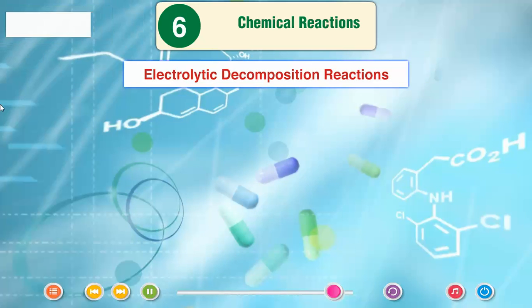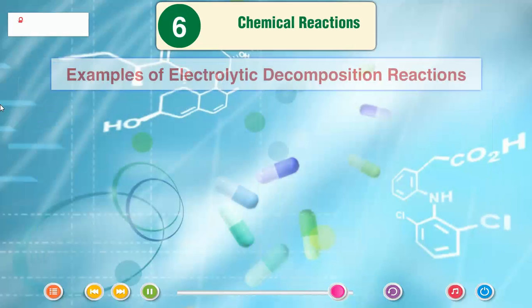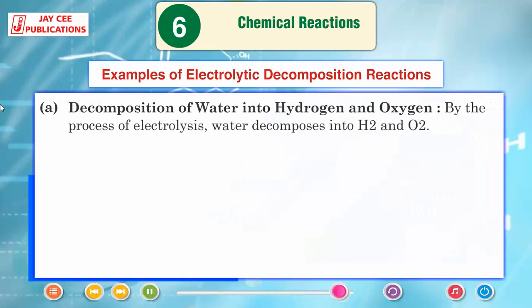Electrolytic decomposition reactions. Decomposition of a compound takes place when an electric current is passed through it in its molten state. This is called electrolytic decomposition reaction. Examples of electrolytic decomposition reactions: decomposition of water into hydrogen and oxygen. By the process of electrolysis, water decomposes into H2 and O2.